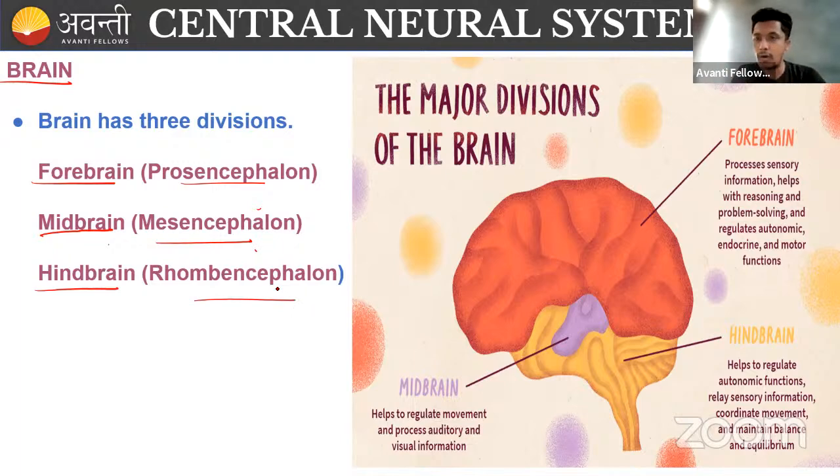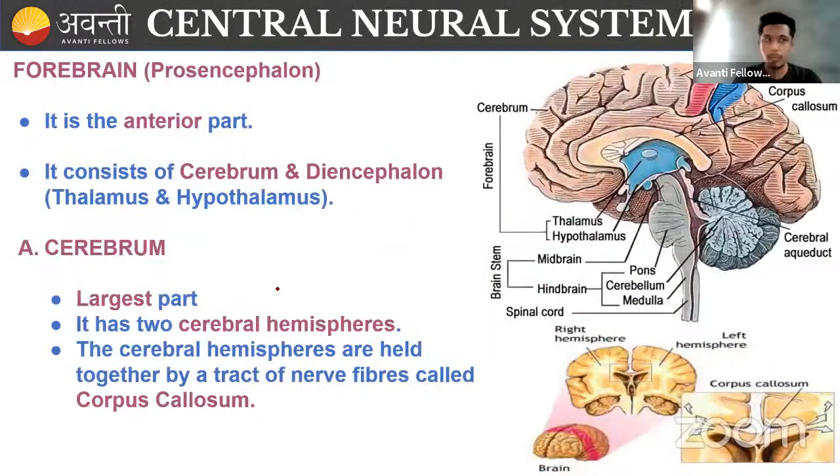So let us discuss each of these parts of your brain and see what their functions are, and what the important regions marked within these parts are. First, we'll start with the forebrain, also known as the prosencephalon. The forebrain is the anterior-most region of your brain.